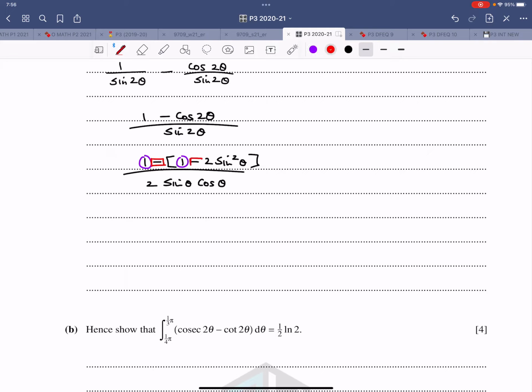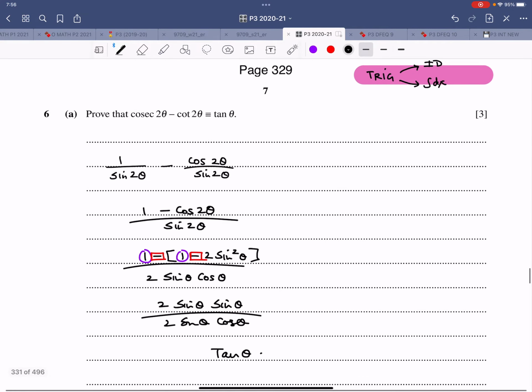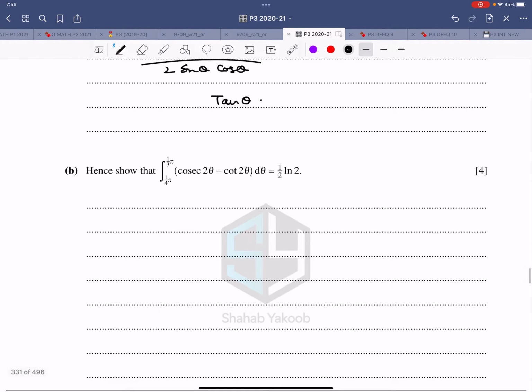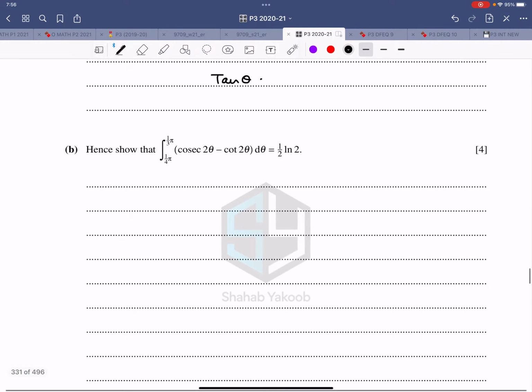So therefore you are left with 2 sine theta divided by 2 sine theta cosine theta. Everything cancels, leaving behind a tangent. So that is for 3 marks, something very, very basic. Hence show that the answer for this integral is half ln 2. So basically you have to integrate tangent theta d theta between the limits pi by 4 and pi by 3, and you should get this answer.